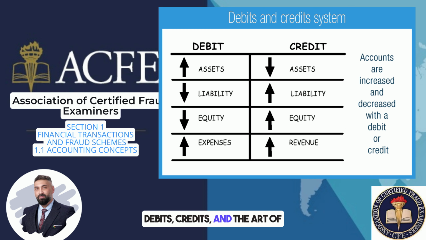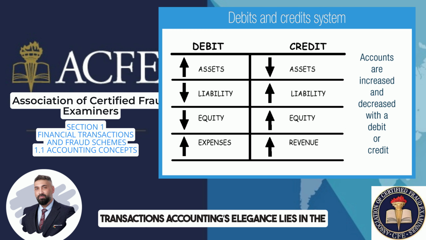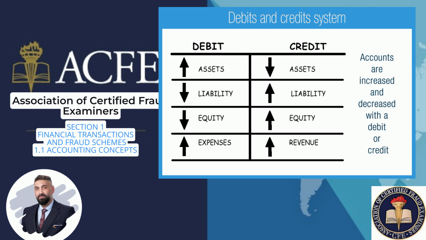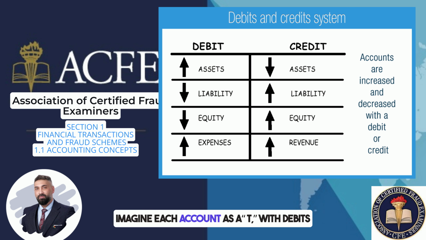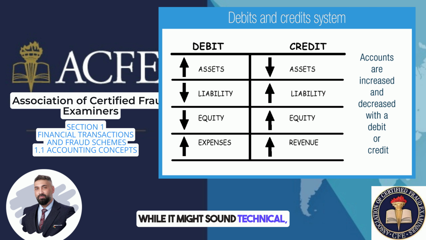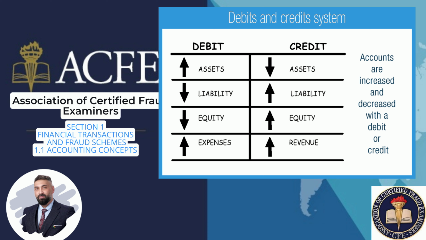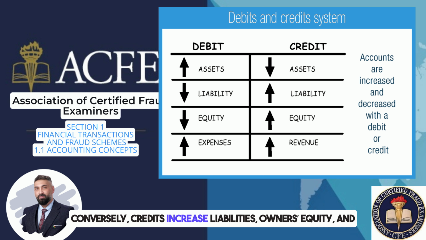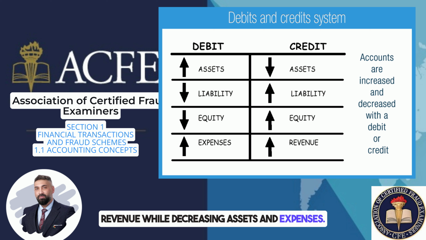Debits, credits, and the art of transactions. Accounting's elegance lies in the interplay between debits and credits. Imagine each account as a T, with debits on one side and credits on the other. While it might sound technical, it's really just categorization. Debits increase assets and expenses, whereas they decrease liabilities, owner's equity, and revenue. Conversely, credits increase liabilities, owner's equity, and revenue while decreasing assets and expenses.